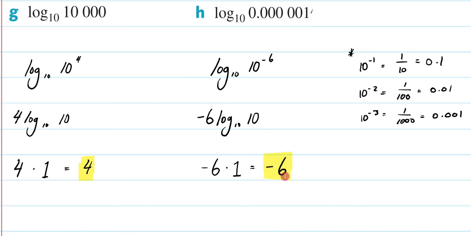So the answer to G is 4, and the answer to H is negative 6. Hopefully this video has been helpful to you.